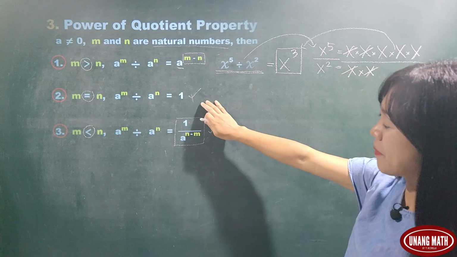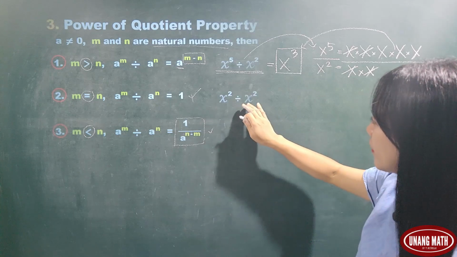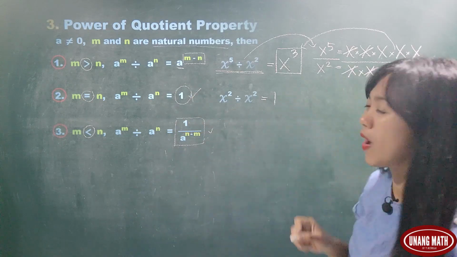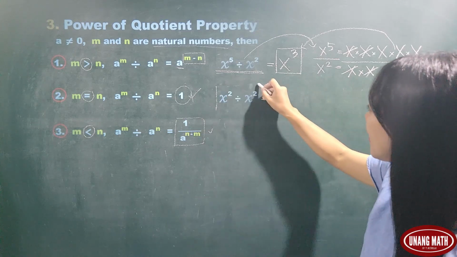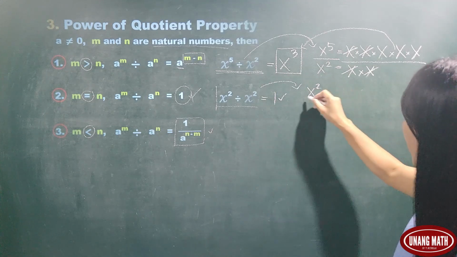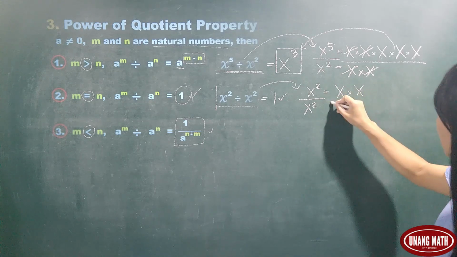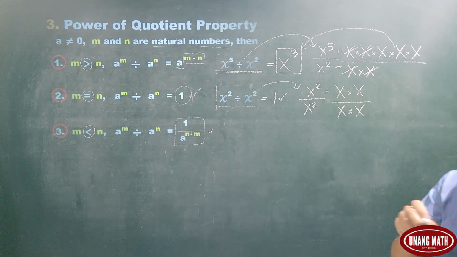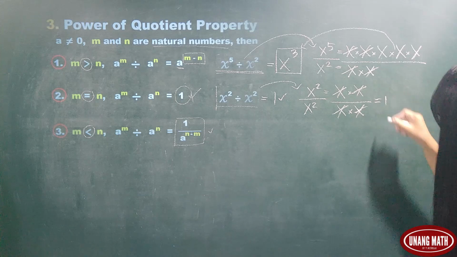Okay, now let's give an example if the exponents are equal or the same. We have here x squared divided by x squared, and according to this rule, this is equal to 1. Let's explain further. How did we get 1? Write x squared divided by x squared as a fraction. So this is x squared over x squared. X squared is x times x over, since this is also x squared, x times x. If we simplify, this will be cancelled, this will be cancelled. So this is equal to 1.